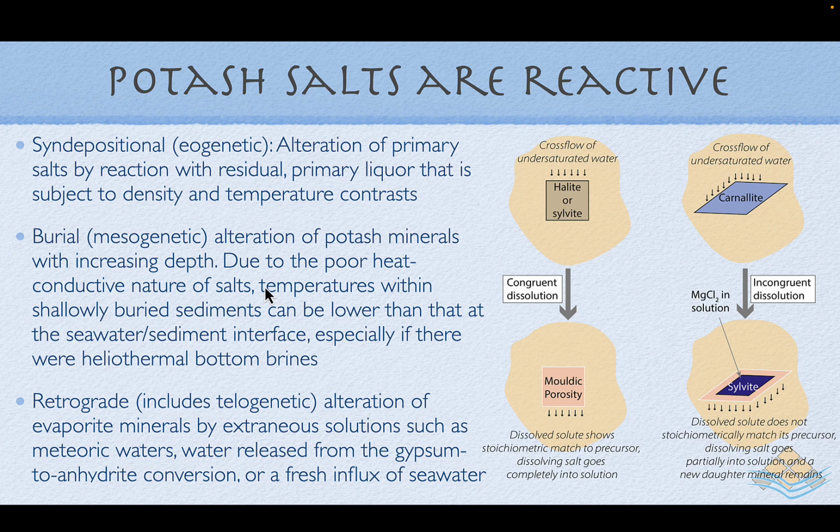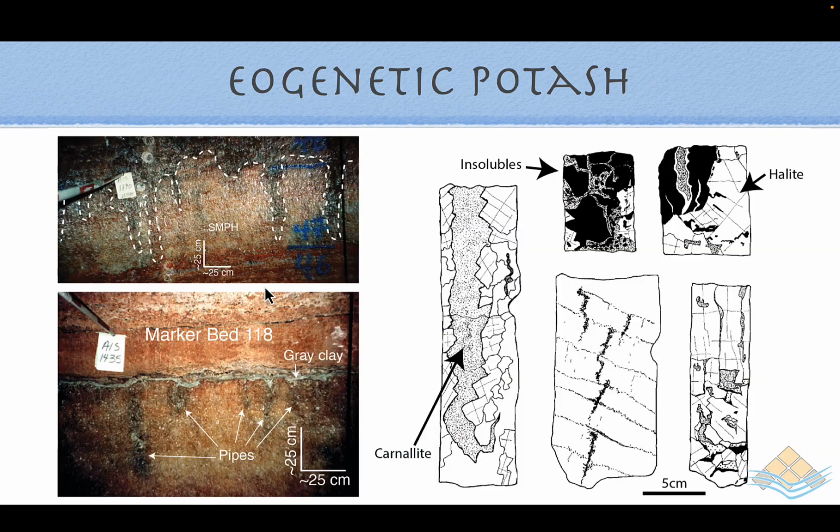Much of the texturing we see in sylvite implies that it is an incongruent dissolution product from carnallite, and we look at those textures in detail in the potash course. We can also see evidence of early preservation of structuration in many potash ores. These are taken from the Delaware Basin, but you see similar things in the Lanigan mine in the Devonian potash in Canada, where we see these dissolution pipes, these clay-filled dissolution pipes.